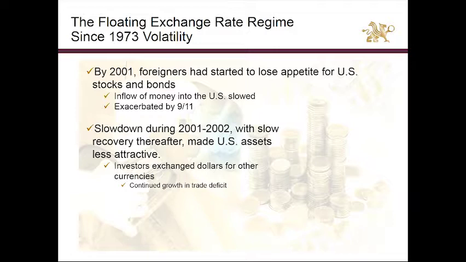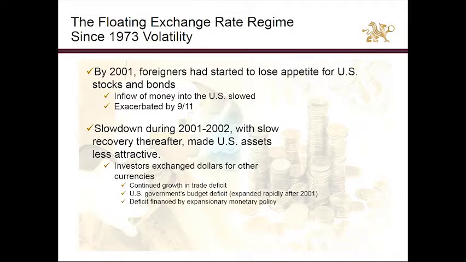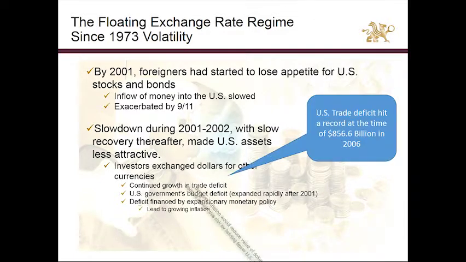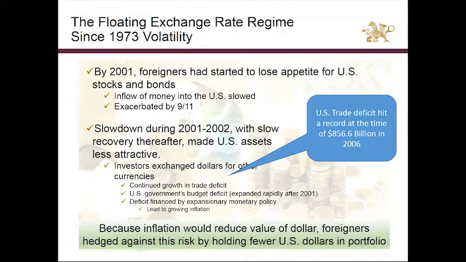Trade deficit had been high for decades, this deficit was the largest it had ever been when measured as a percentage of the country's GDP. In addition to the growing trade deficit was the U.S. government's budget deficit, which expanded rapidly after 2001. This led to fears that ultimately the deficit would be financed by an expansionary monetary policy that could lead to growing inflation. Because inflation would reduce the value of the dollar, foreigners decided to hedge against this risk by holding fewer U.S. dollars in their investment portfolios.